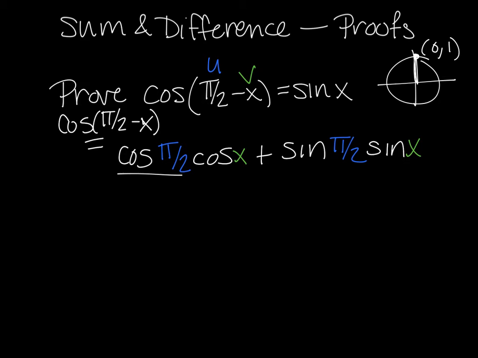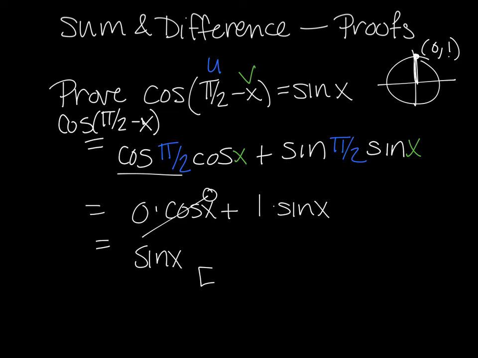Cosine is the x value. The x value is 0. So we've got 0 times the cosine of x plus sine of pi over 2 is the y value. That's 1. So we've got 1 times the sine of x. 0 times anything is just 0, and 1 times sine of x is just sine of x, and guess what? We just proved what we wanted to get, because if you look, we have sine of x as our answer.